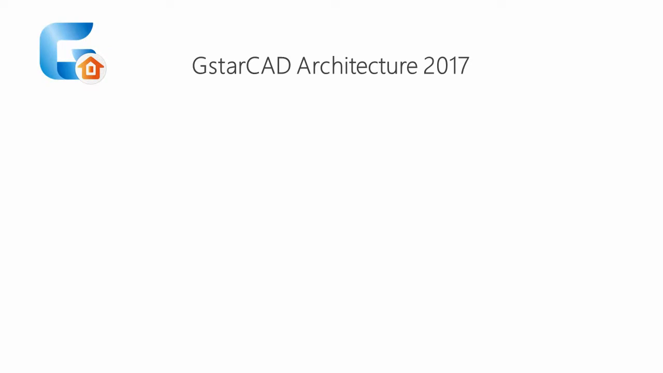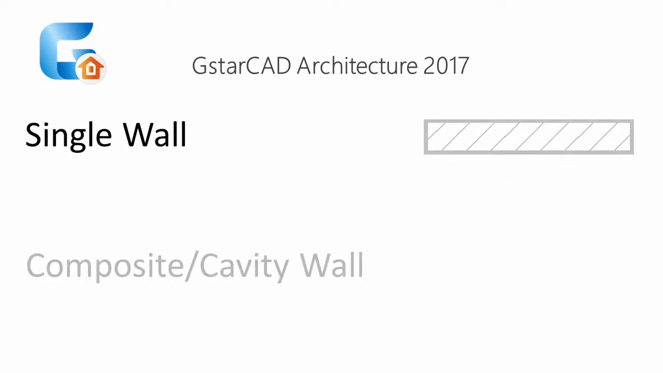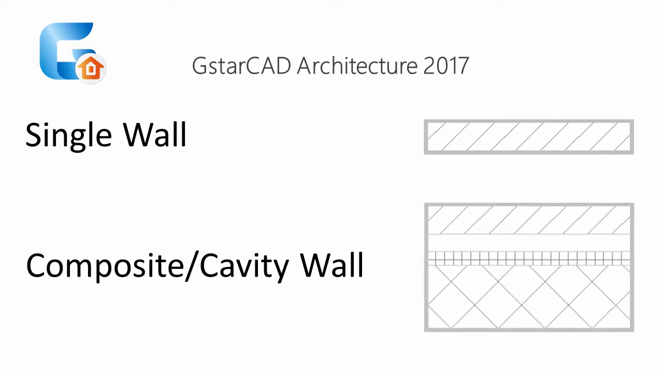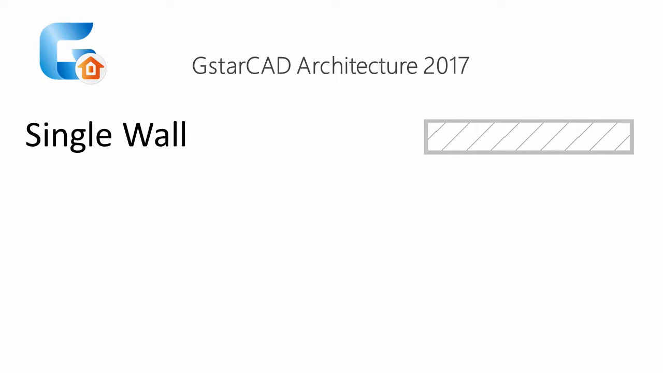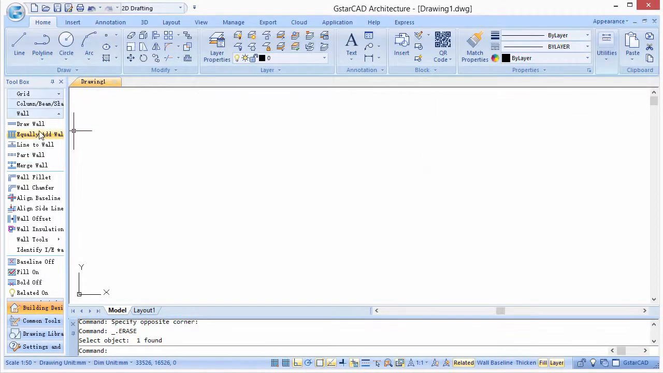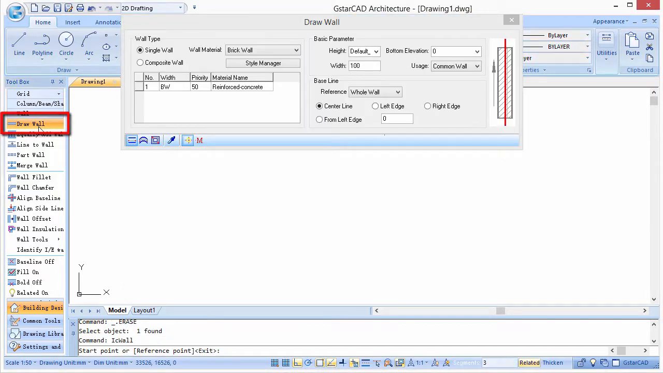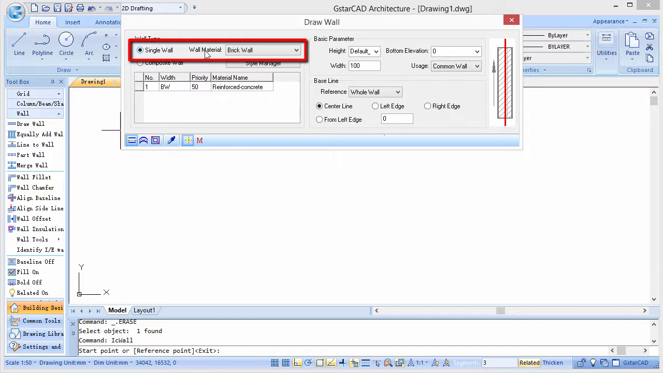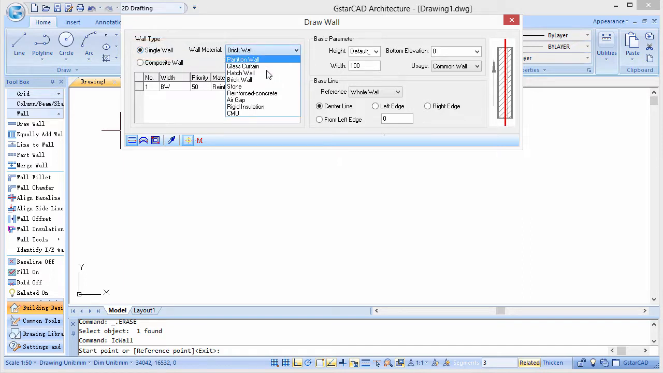GstarCAD Architecture 2017 has provided two concepts of wall, which are single wall and composite cavity wall. Generally, a single wall has only one kind of material. For example, when the user executes the draw wall command, the dialog will pop up. Clicking the single wall option, the user can select one kind of wall material.